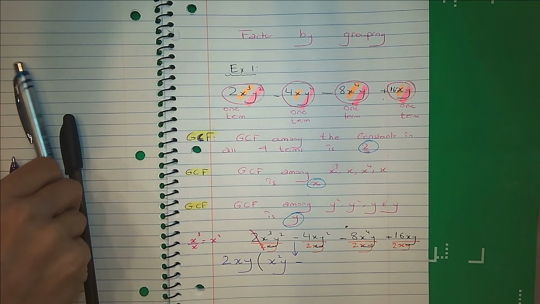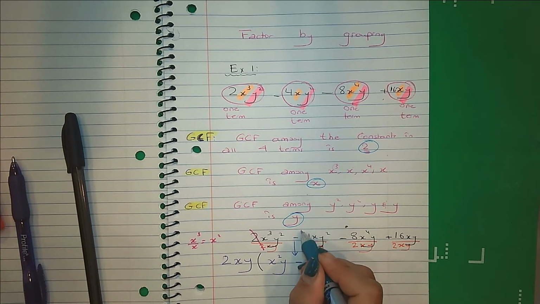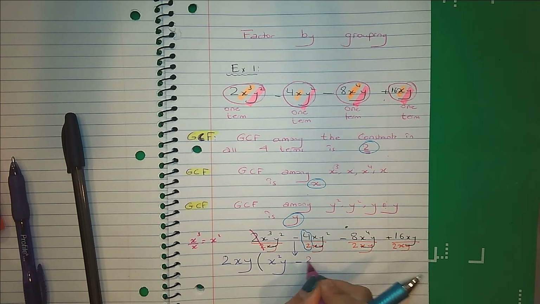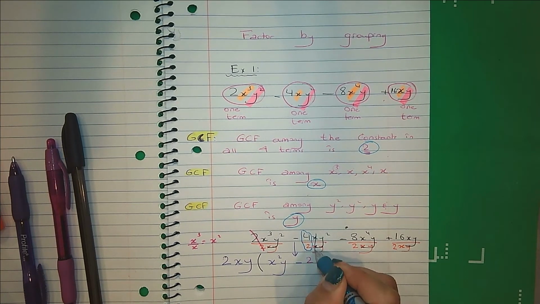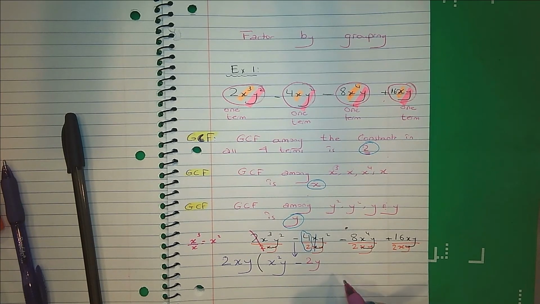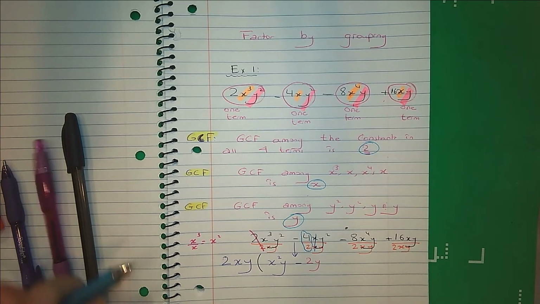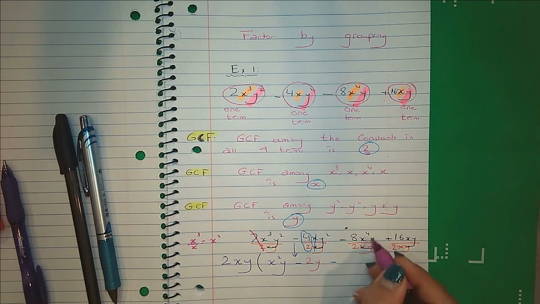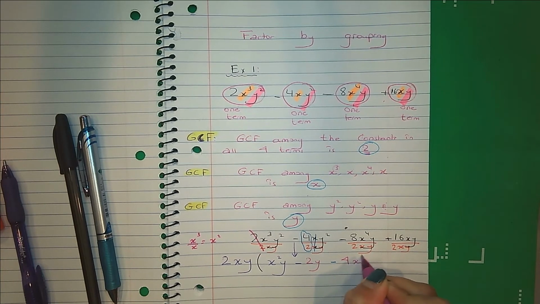Again, I'm going to look at each term by itself. 4 divided by 2 is 2. And then x and x are going to be crossed out. And then y squared divided by y is going to be y. Now we're going to go ahead and drop down the y. And we're going to work on that term. And we have 8 divided by 2 is 4. X to the 4th divided by x is x cubed.